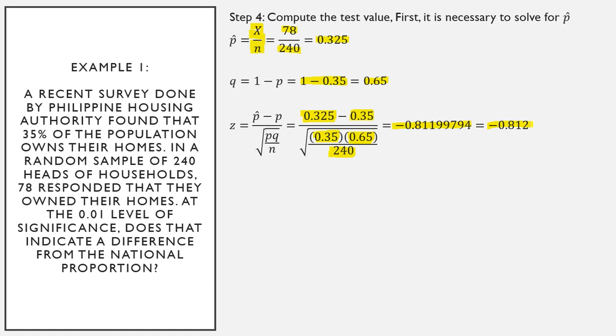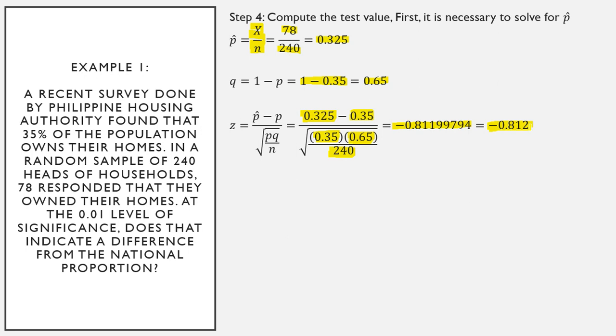Okay, so ganun po dapat yun ha. So, still the same process. If you're going to put all the data dun sa calculator ninyo, just don't forget the use of the parentheses. And kailangan ito po yung makukuha po natin. Okay, so this negative 0.812 is the z-test proportion. Okay? So, syempre nakuha na natin yan.